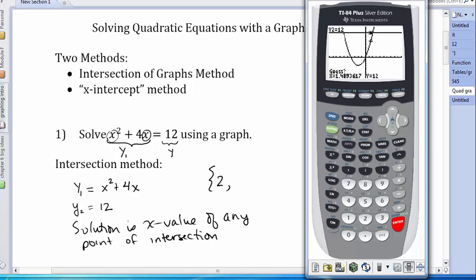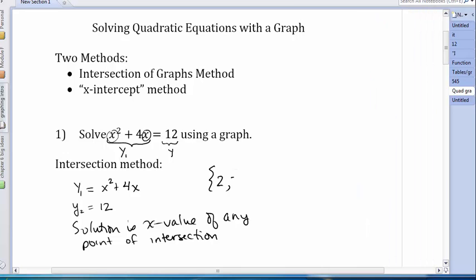Guess, if I want the one over here on the left, I need to move my cursor closer to the point on the left than the point on the right. So that's good enough. I'll press enter. And it tells me that that intersection is negative 6, 12. And again, since the solution is the x value, this solution is negative 6.